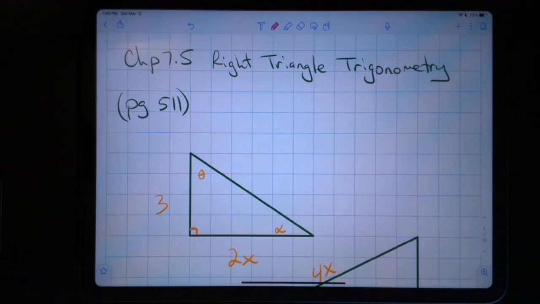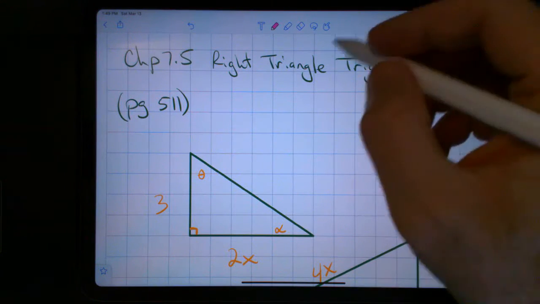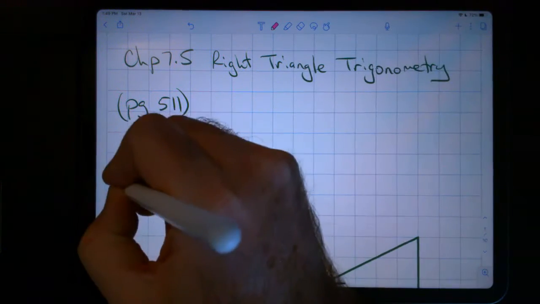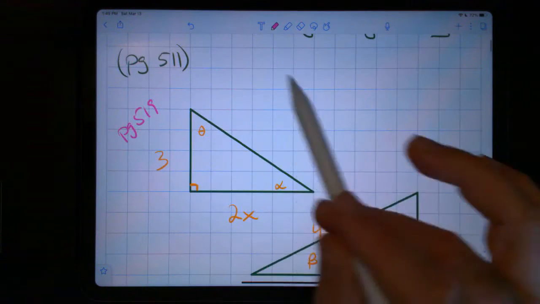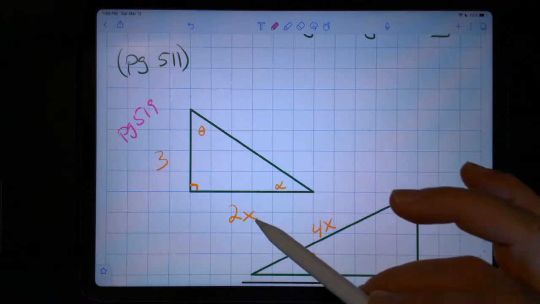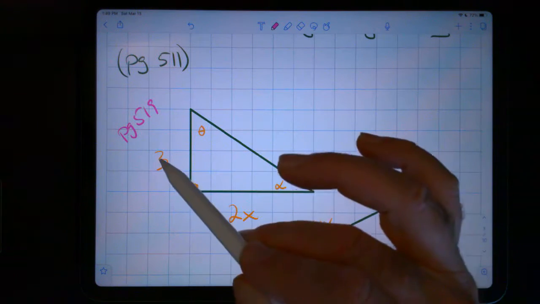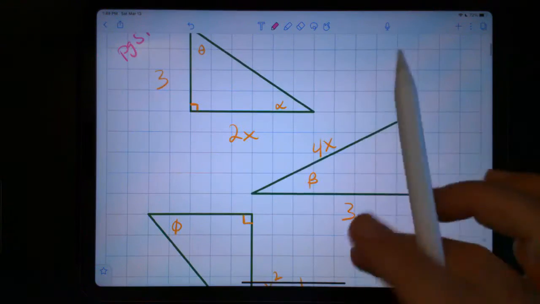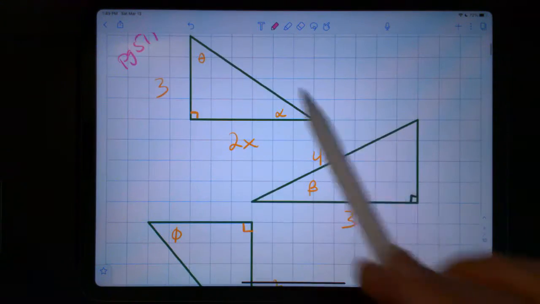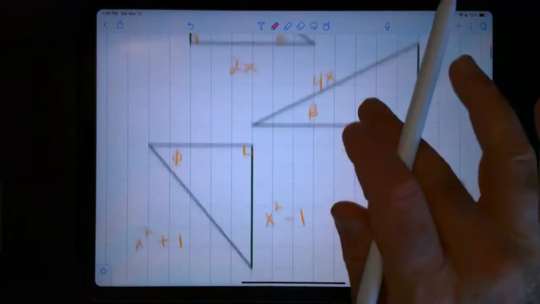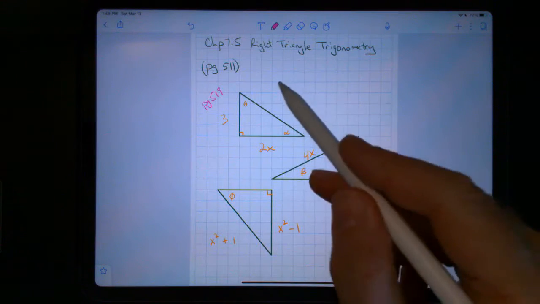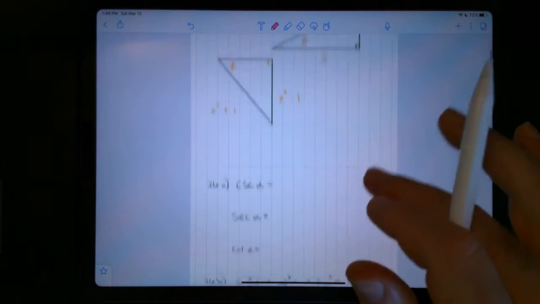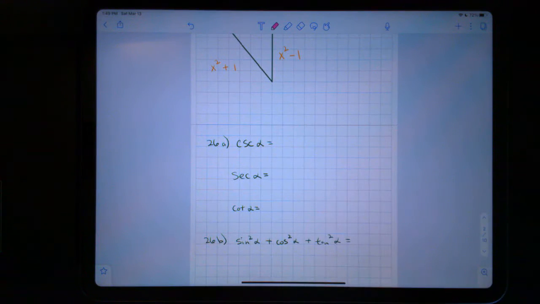On page 519, we have some diagrams. So in this triangle, we have theta, and the side opposite theta is 2x. We have alpha, and the side opposite alpha is 3. So we can use the Pythagorean theorem and find the hypotenuse. The same thing with the second triangle and the third triangle. We will use the Pythagorean theorem 3 times to find the missing pieces of the triangle, and then it'll be easier to solve our problems after that.